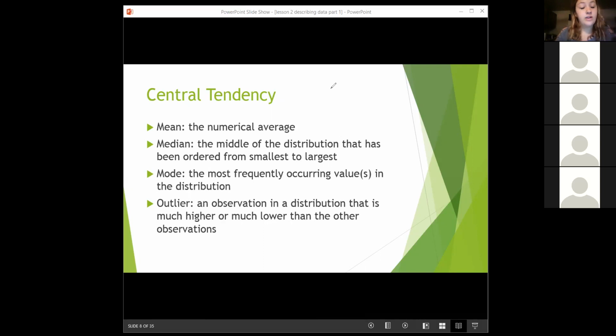Mode is your most frequently occurring value, and an outlier is just an observation that's way out of line. It doesn't fit in with your data. Your data usually follows some sort of trend, and if there's one that's way off line, that's going to be an outlier.